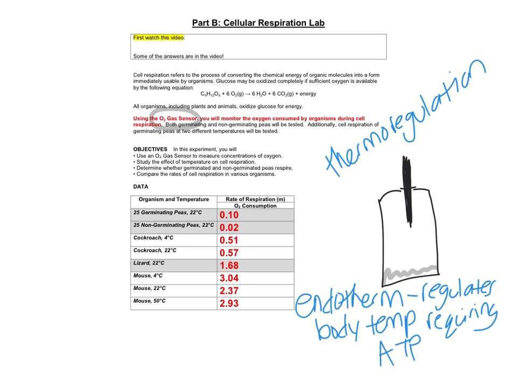You can see that with the mouse. The mouse at room temperature has a respiration rate of 2.37. When the mouse is put into cold, he respires more because he's working hard to keep his body temp warm. When the mouse is put into a hot environment, same idea. He's gonna start sweating, maybe panting a little bit, and that will require ATP. So for an endotherm, whether it gets hotter or colder, the respiration rate will increase.